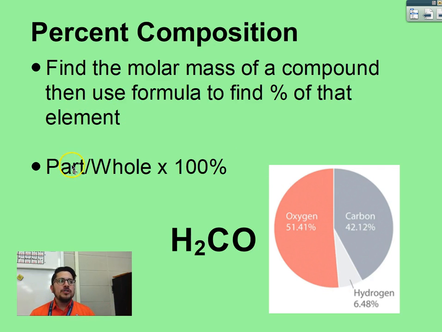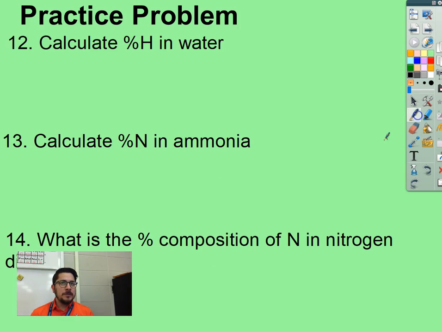It's pretty simple. You just do the part divided by the whole times 100. Anytime we're dealing with percent, we always multiply times 100. So I find the molar mass of the whole entire compound. And let's say I want to know just what carbon is. I'll put carbon at the top, divided by the total, the whole molar mass, times 100, and that'll give me the percent. So let's look at some easy practice problems, and then we'll take it up a notch.